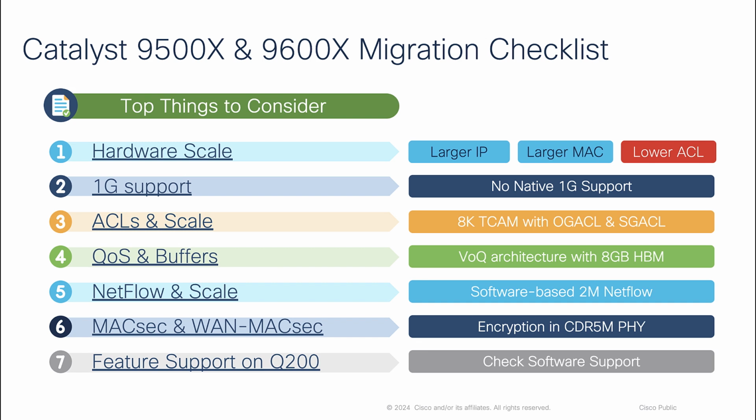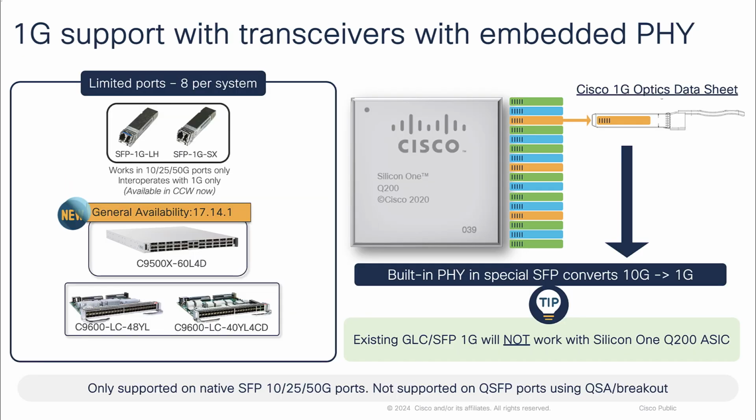Let's take a look at some of these features in more detail. Silicon One Q200 based platforms do not support 1 gig speed natively. Therefore, these two specific optics must be used. They are only compatible with native SFP ports and are not compatible on QSFP ports with QSA and breakout configurations. The support is available starting from the 17.14.1 software release and supports up to a limit of 8 optics per system.